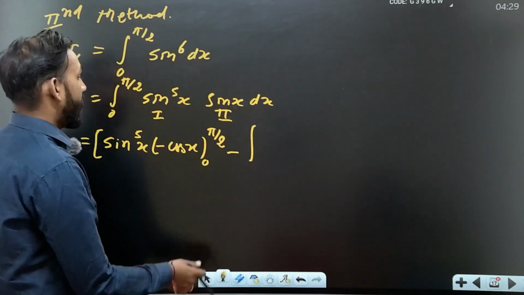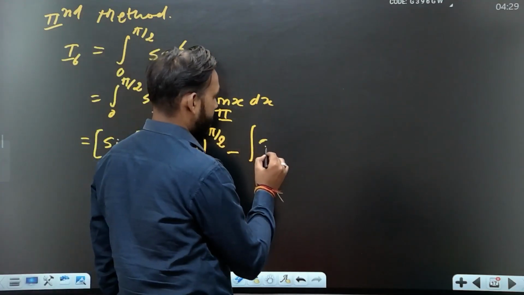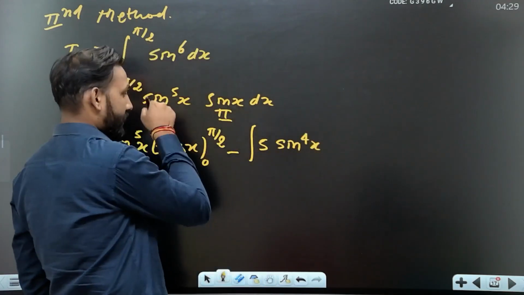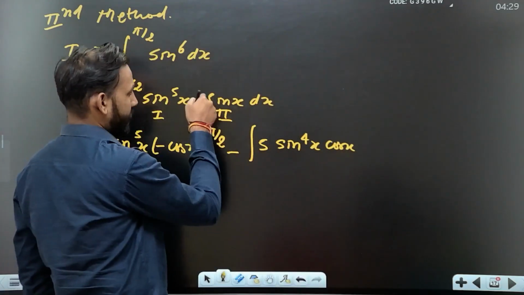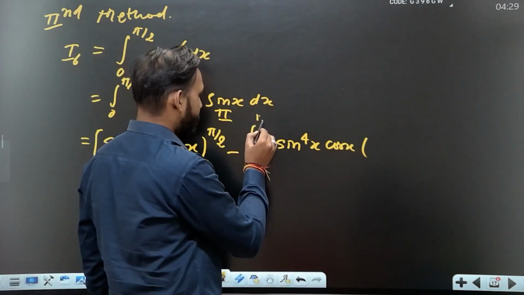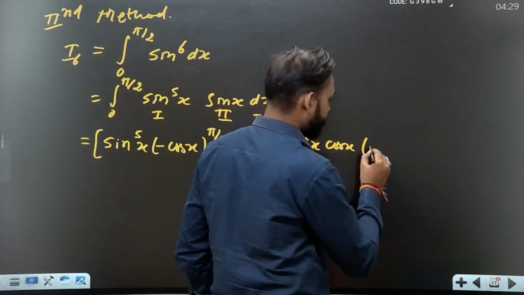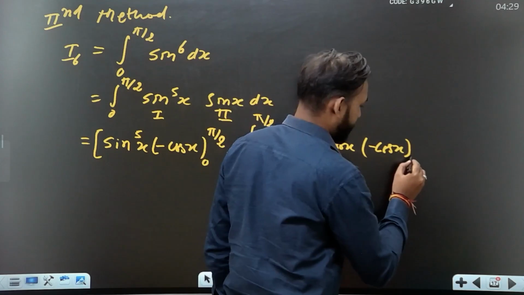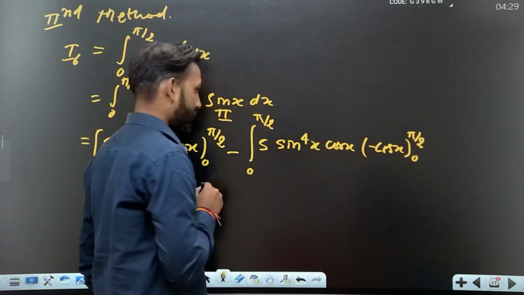the integration of the differentiation of the first function. The differentiation of the first function is 5 sin to the power 4 x, and the differentiation of sin x is cos x, and the integration of the second function is minus cos x, with the limit 0 to pi by 2.